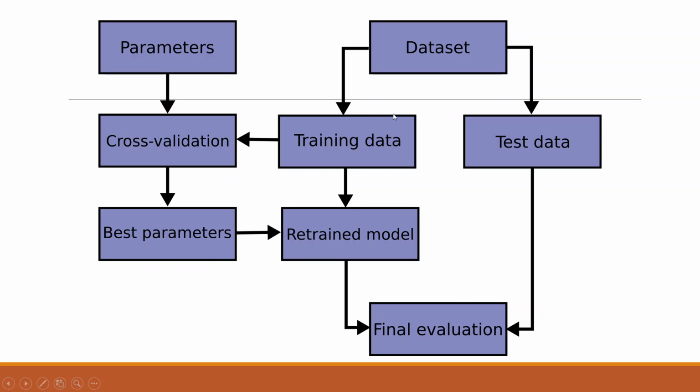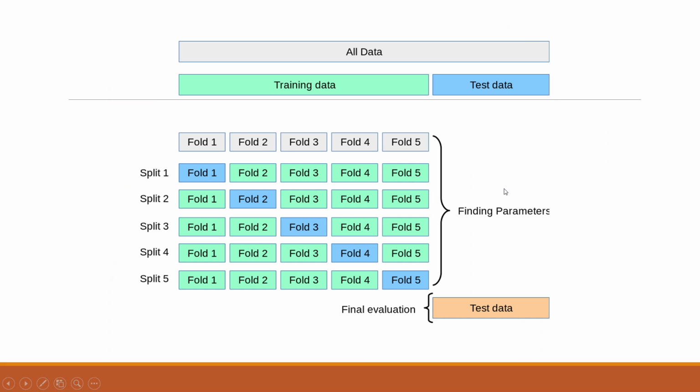Now, what we are doing in cross-validation is that there is a data set which we divide into testing and training data sets. The training data set will enter into the cross-validation where the parameters will be passed and the best parameters will be selected. On that basis, the model will be retrained. The final model which is generated will be evaluated with the help of test data.